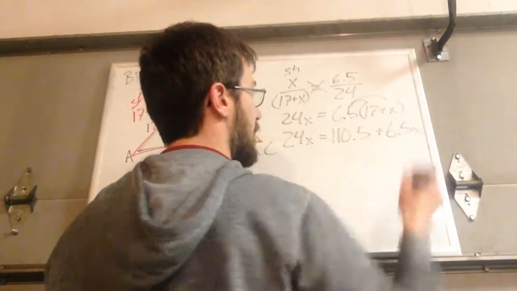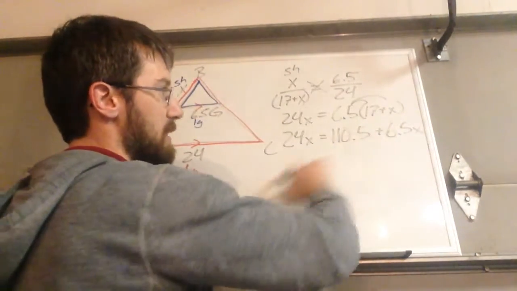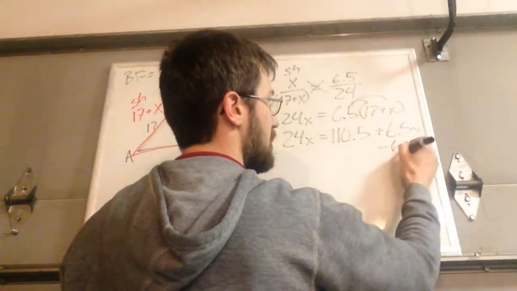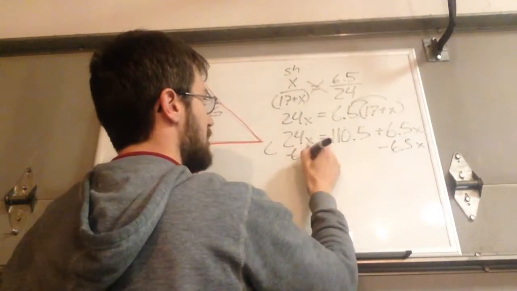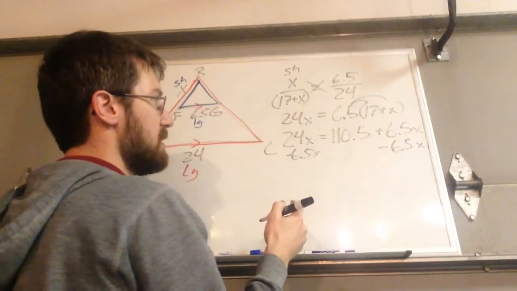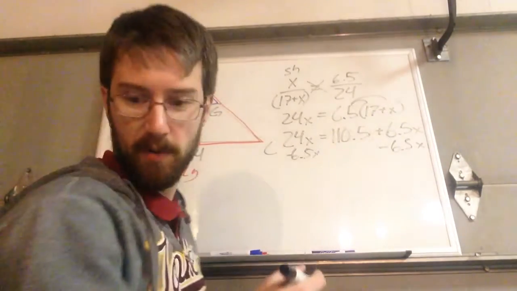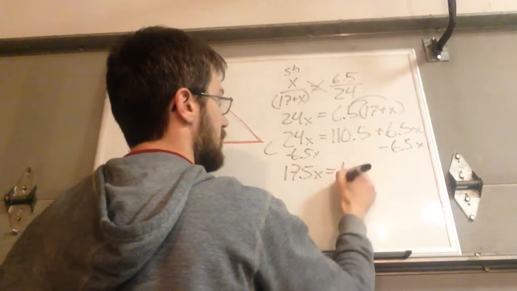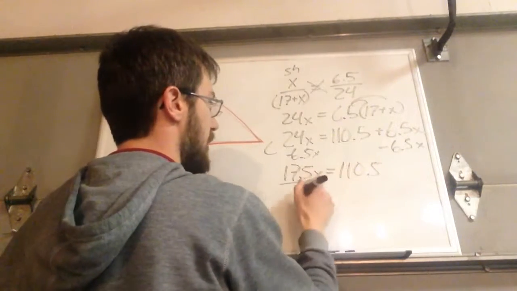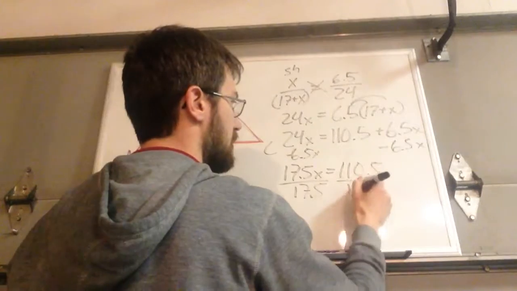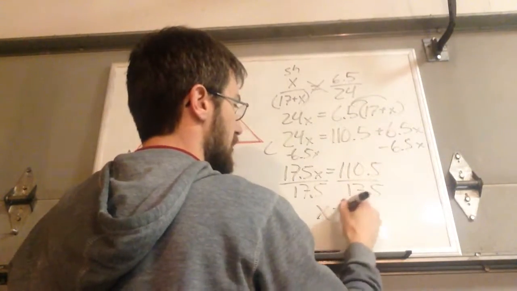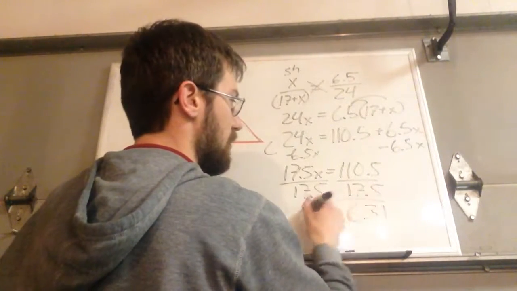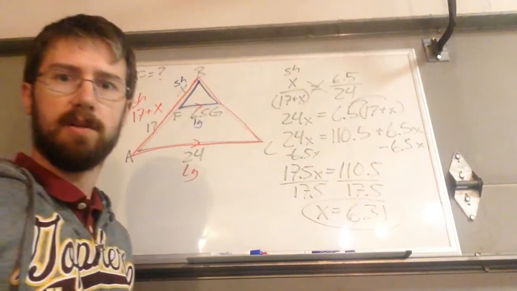plus 6.5x. Now, last one, I didn't have x on both sides, but you've done these since Algebra 1 at least. Subtract 6.5x from both sides. And 24 minus 6.5, that's got to be 17.5x, right? Yes. Equals 110.5. Divide both sides by 17.5, and we get that x is equal to, if I round to the nearest hundredth, 6.31. And there's your answer. There you have it.